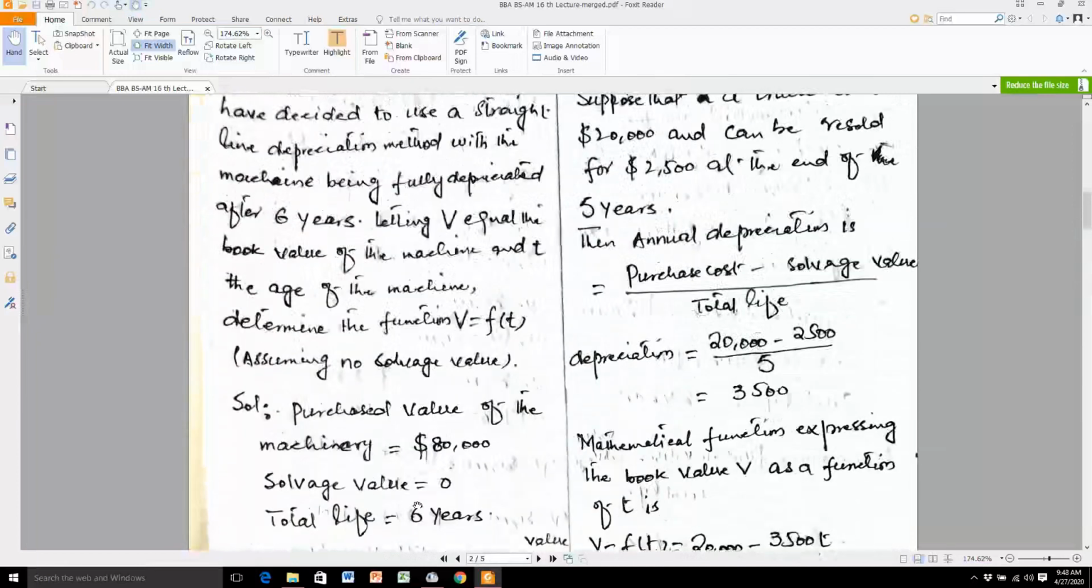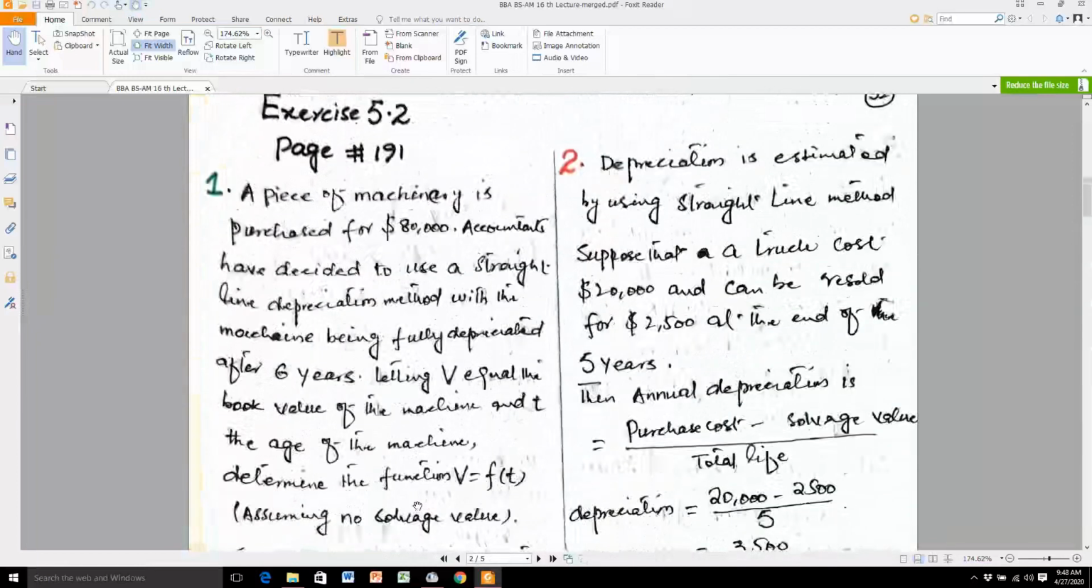So now we move towards question number 2. Depreciation is estimated by using the straight line method. Suppose that a truck costs $20,000 and can be resold for $2,500 at the end of 5 years. Then annual depreciation is calculated in this way.